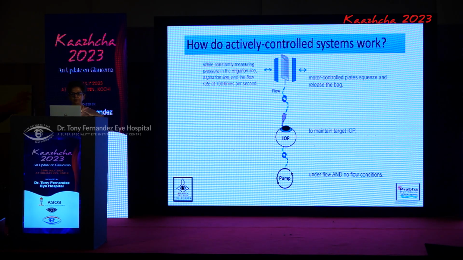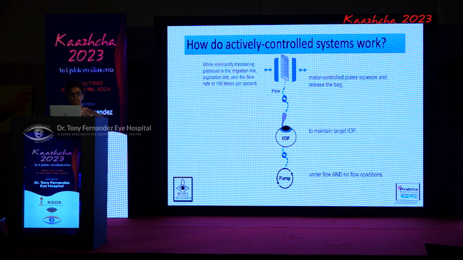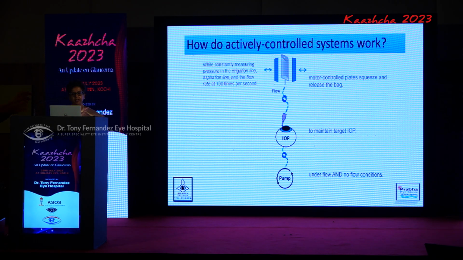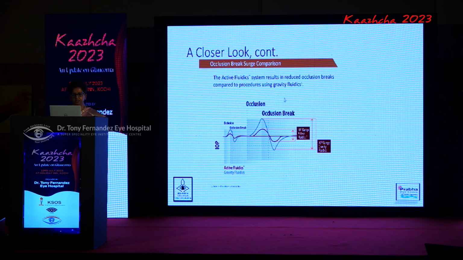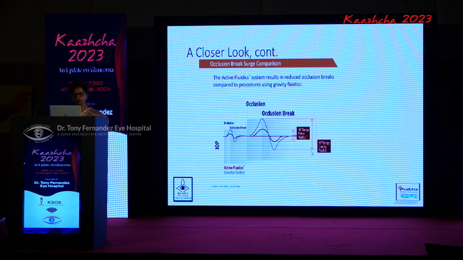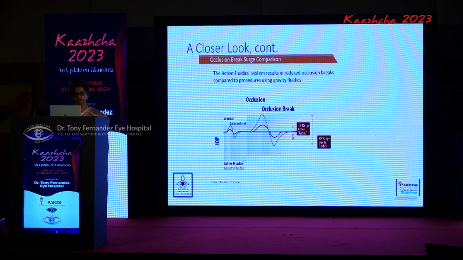So how does this happen? There is a constant measurement of the pressure in the irrigation line, aspiration line and the flow rate, 100 times per second. Based on that, there are motor control plates which squeeze and release the bag. So this maintains the target IOP under flow and no flow conditions. If there is no active fluidics, this is the post-occlusion fluctuation which happens. With the active fluidics, this range becomes much lesser and the surgery becomes that much easier.